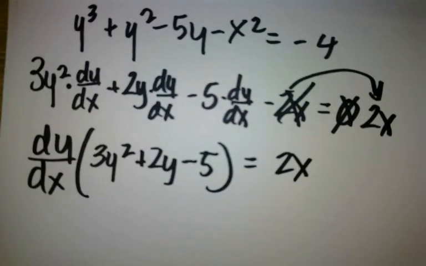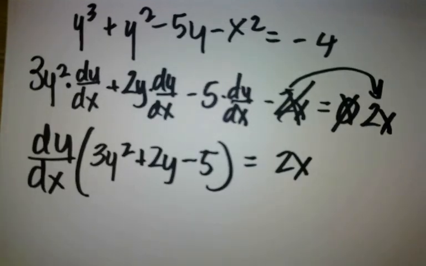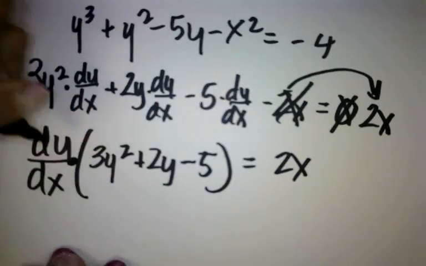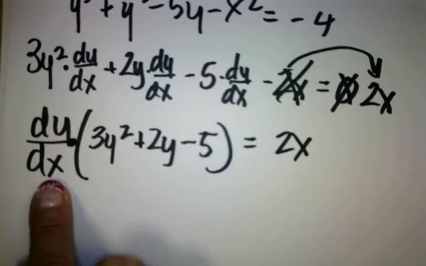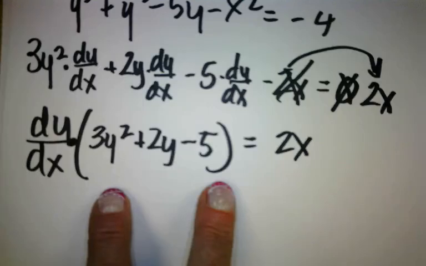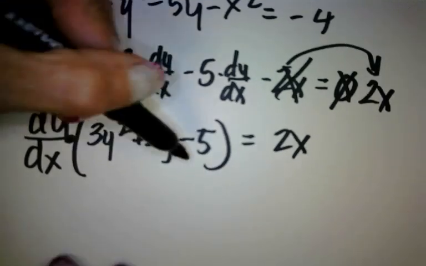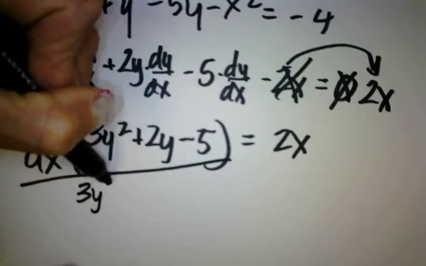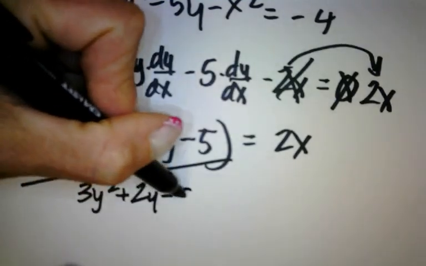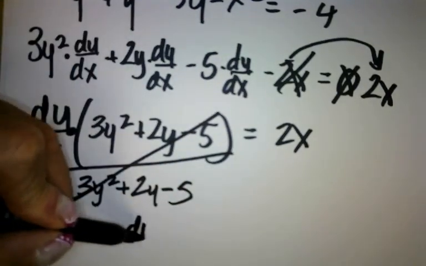Now, one step says get dy over dx alone. So since I factored it out, the operation between dy over dx and my quantity is multiplication. How do I get rid of multiplication? You just divide both sides by this whole mess. So you just take this side divided by this, cancel, and then I just write that whole thing underneath 2x.